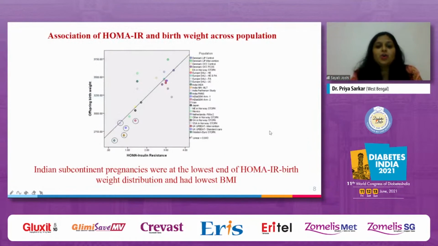An important observation here was that pregnancies from the Indian subcontinent were at the lower end of the distribution of HOMA-IR and birth weight. These mothers also had the lowest body mass indices.